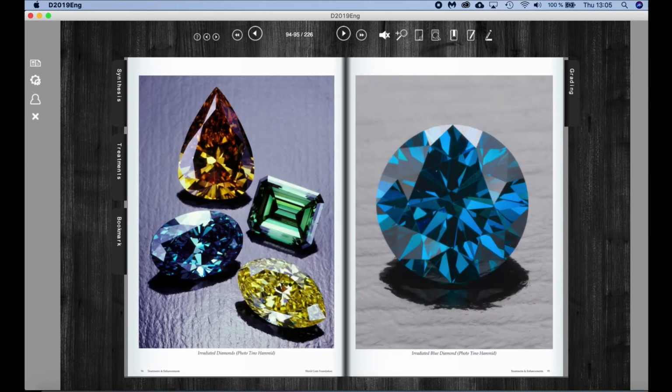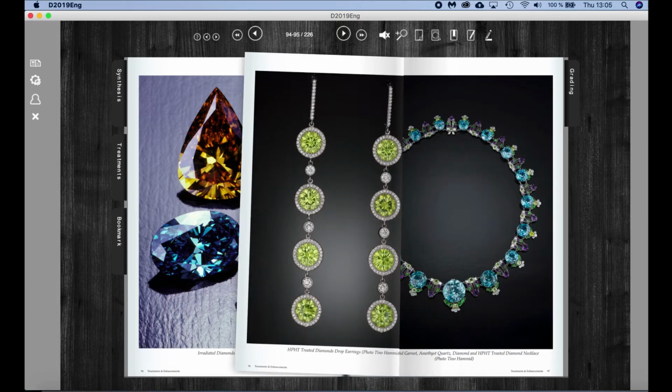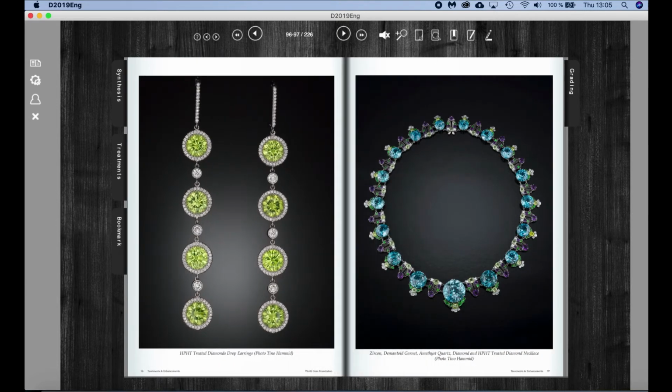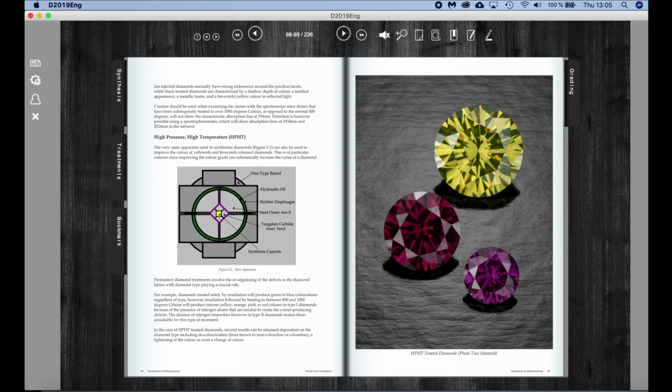An important area of gemology is the treatment and enhancements of gemstones, and in Lesson 5 we look at irradiation, HPHT, clarity enhancement, laser drilling, also surface coating, all featuring the wonderful photography of Tina Ahmed.